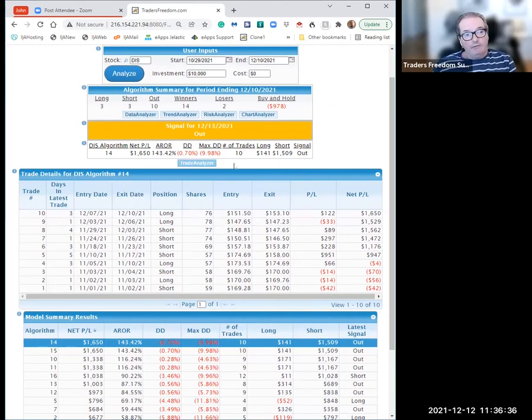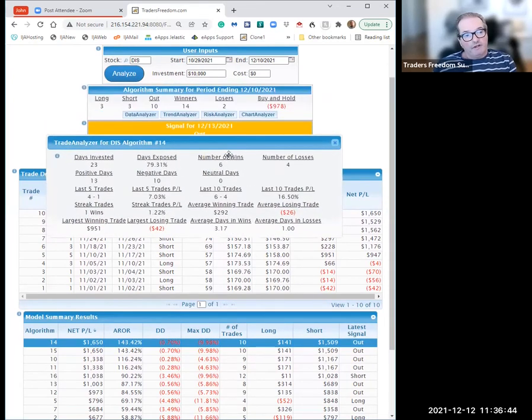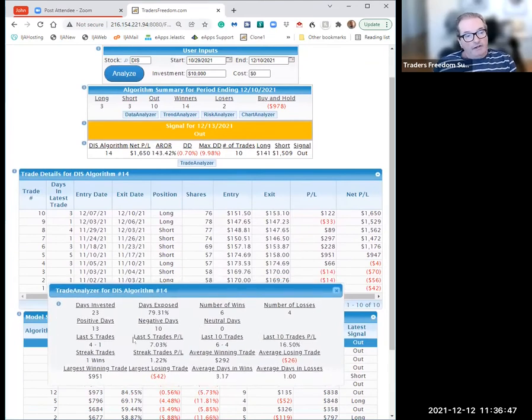So I got 10 trades here, but I want to know how they actually did different types of trades. So if I click on this trade analyzer button, it opens up the back of a baseball card. And it tells me that in the 23 days that I was in this stock, I had 6 winning trades and 4 losers. I had 13 positive days and 10 negative days. My last 5 trades, on 4 winners and 1 loser, I made 7%. That's pretty great. Last 10, I'm 6 and 4, and I made 16.5%. That's even greater. So it's sort of like looking at a pitcher's stats on the back of a baseball card.